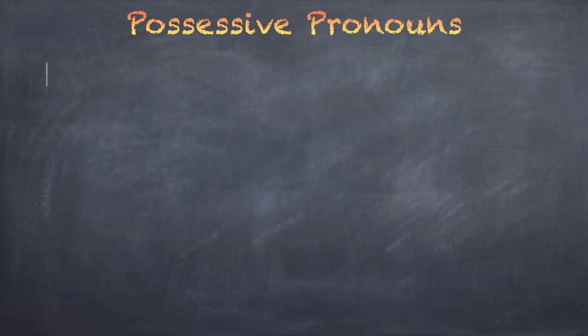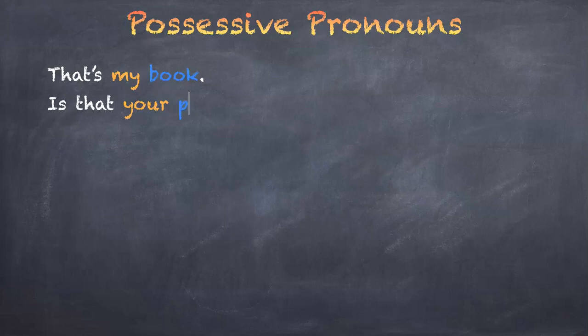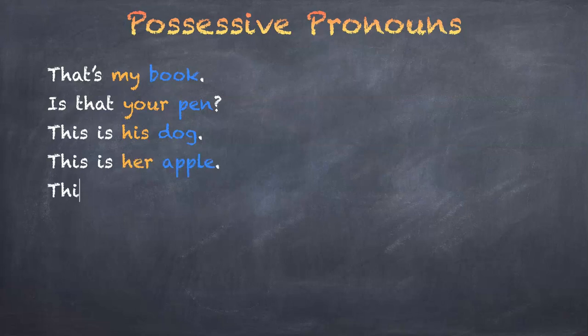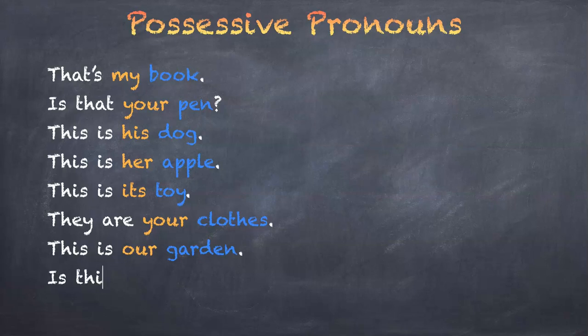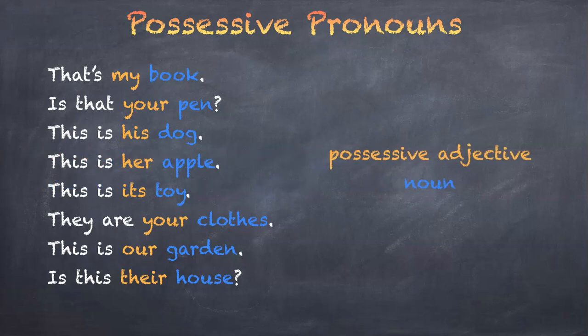And these are some examples like, that's my book. Is that your pen? And there are some more examples following. And you can see the possessive adjective is in front of the noun, and it shows who the noun belongs to.